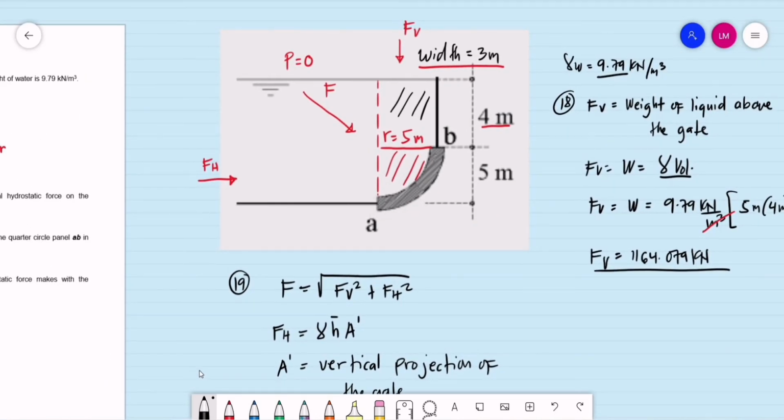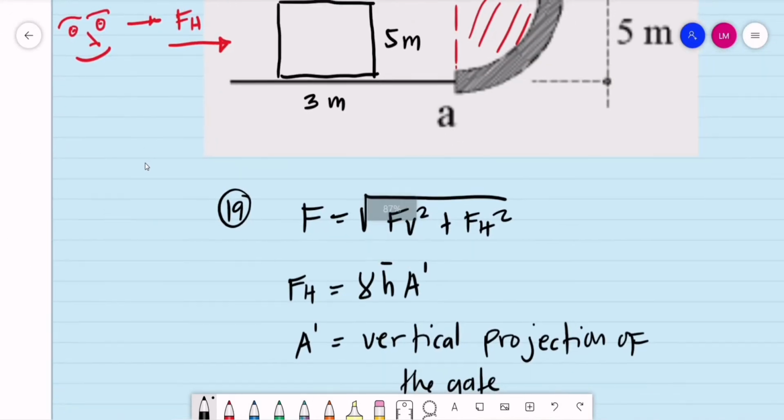So ano ba yung appearance ng gate natin? For example, nandito yung line point of view natin. Okay? So kung dito ka nakatingin, ano yung appearance ng curved surface na to? So basically, ang appearance niya is para siyang rectangular gate lang. So, yung rectangular gate na to is meron siyang height na, yun yung radius, 5 meters. Meron siyang width na 3 meters perpendicular to the paper. Okay, yan yung appearance niya. Yun yung kanyang vertical projection. Okay, yan yung ating A prime.